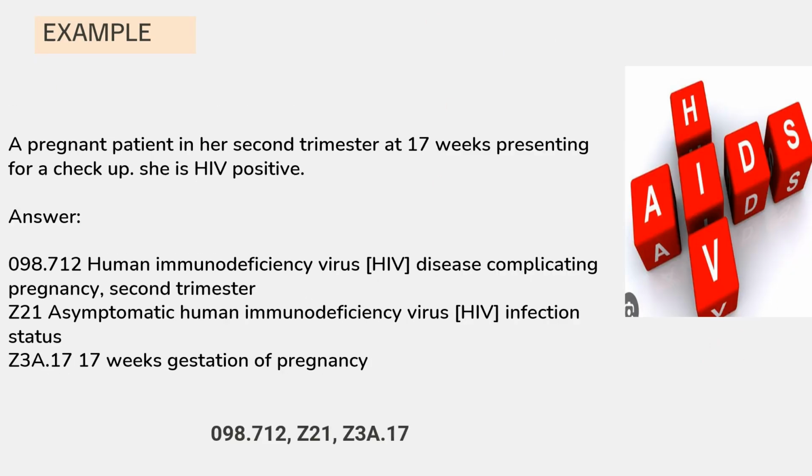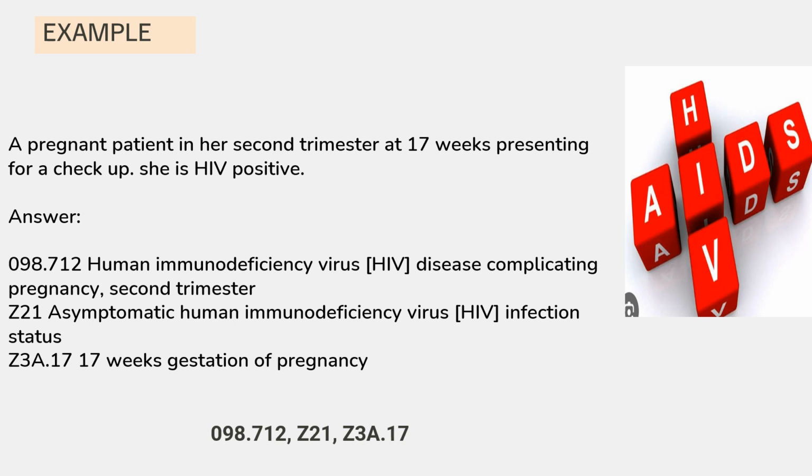A pregnant patient in her second trimester at 17 weeks presenting for a checkup. She is HIV positive. So my first code is going to be from chapter 15. And how do I know? All the chapter 15 codes start with the alphabet O. So here, O98.712, human immunodeficiency virus.